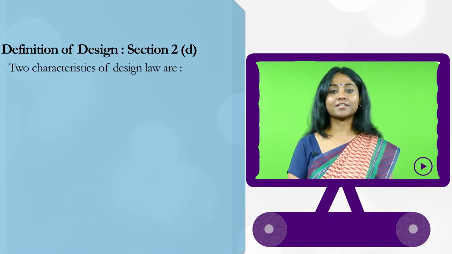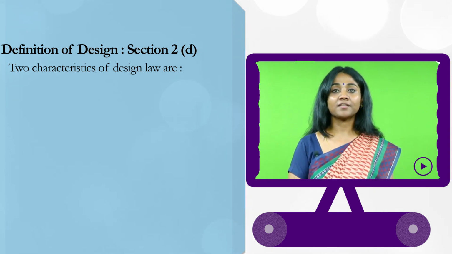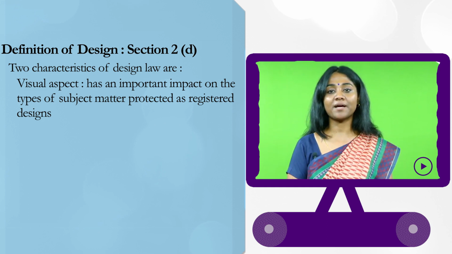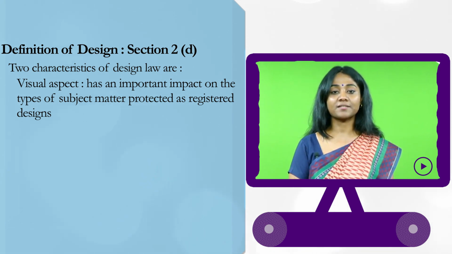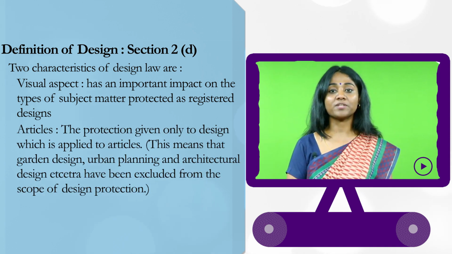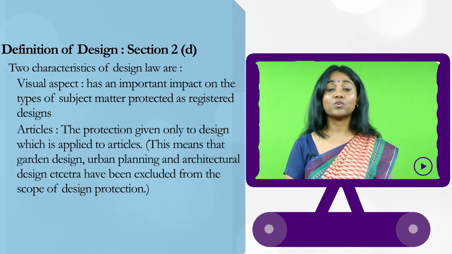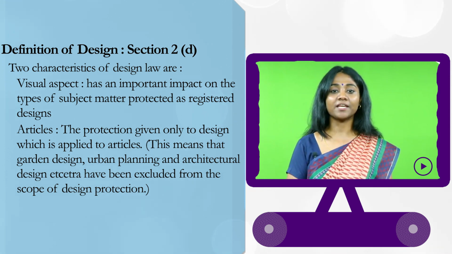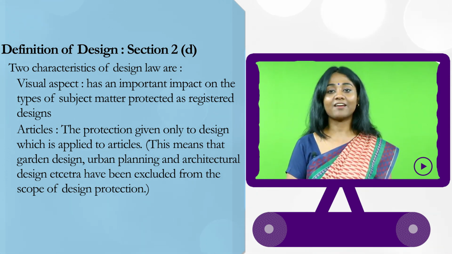So 2 characteristics of design law are visual aspects and the articles to which such design is applied. The visual aspect has an important impact on the types of subject matter protected as registered designs. The articles would involve the protection given only to the design which is applied to articles. This means the garden designs, urban planning and architectural designs, etc. have been excluded from the scope of design protection.